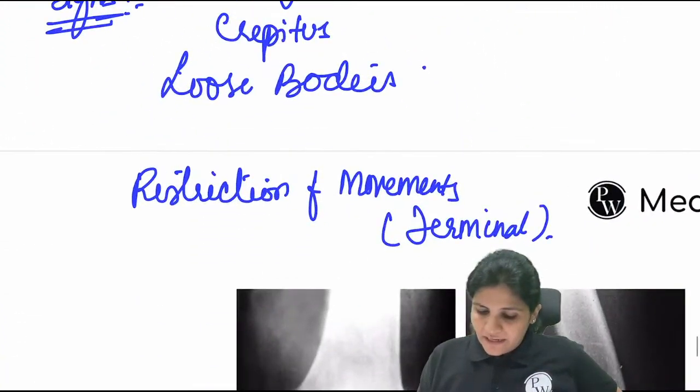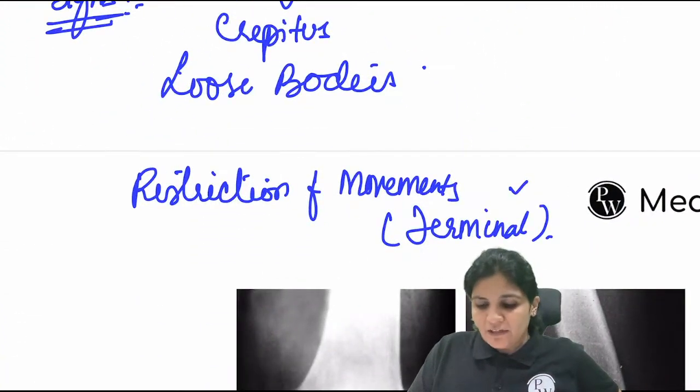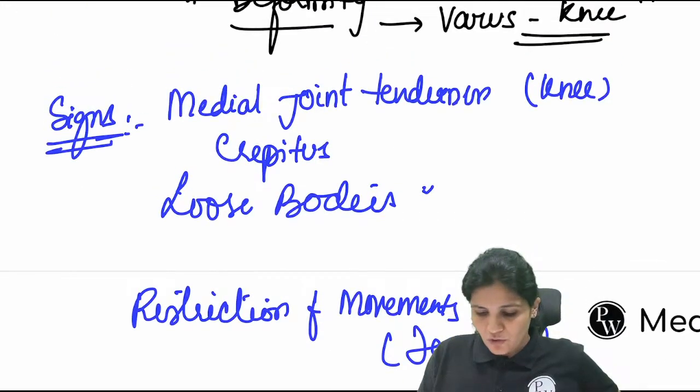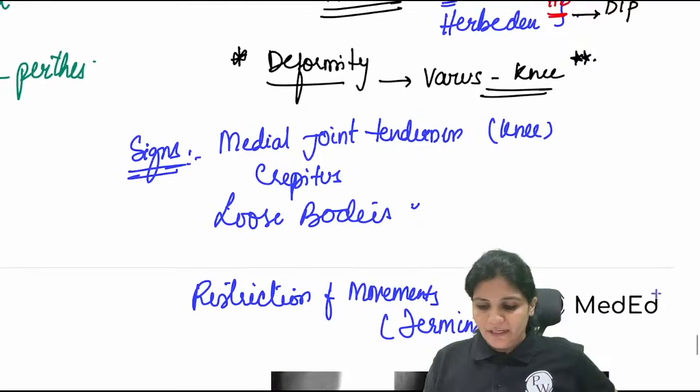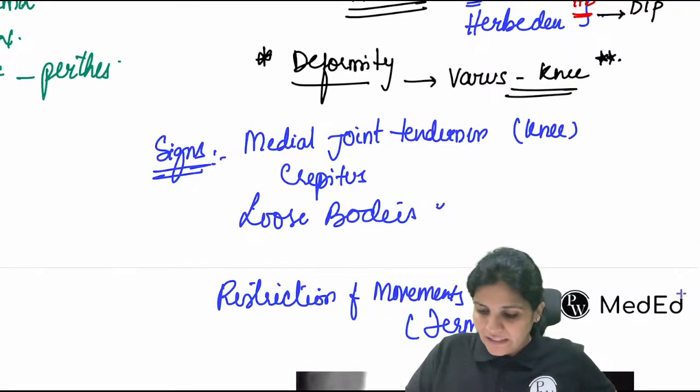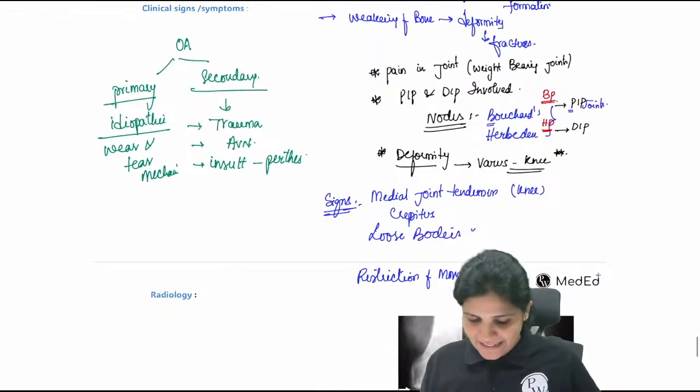So there will be terminal restrictions usually of the movements. Then you see the loose bodies which can be observed, and then you feel the crepitus on joint movements, and then there will be medial joint tenderness in case of a knee joint. So those are the clinical signs and symptoms.